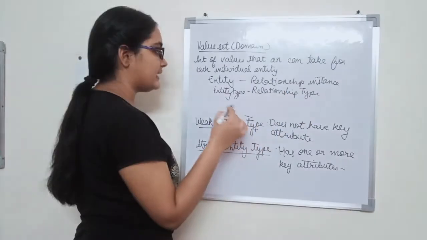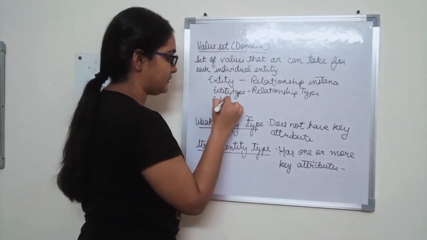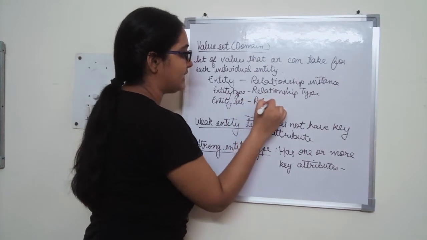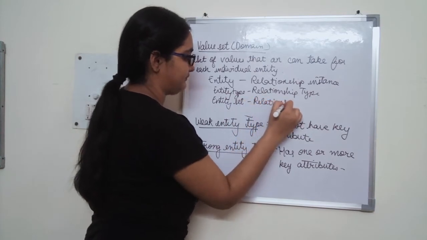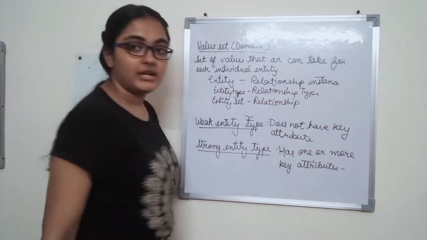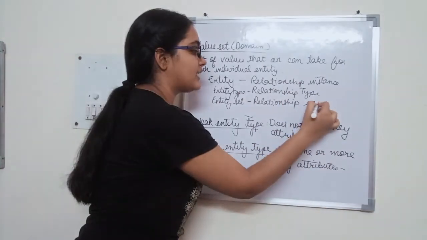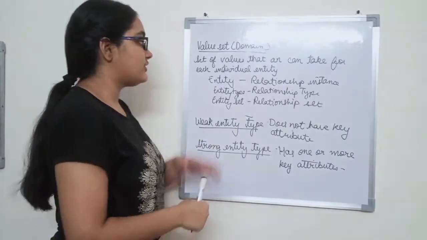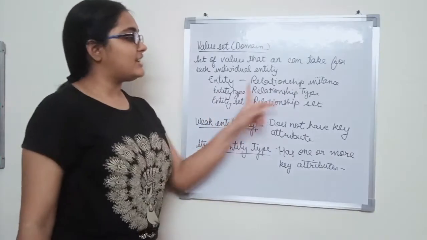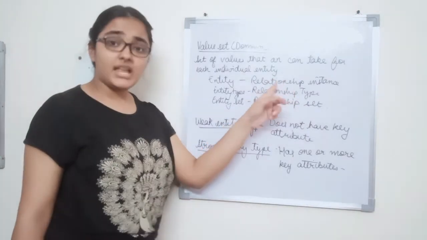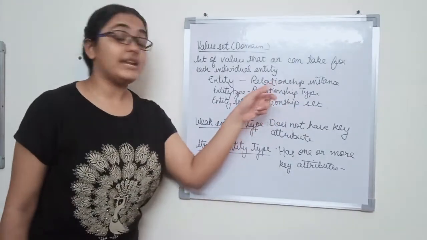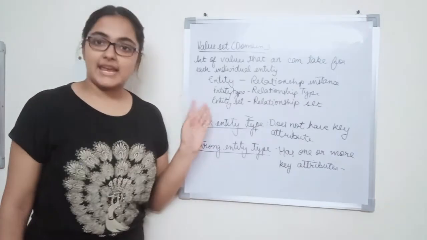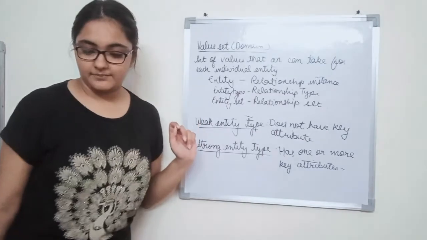And then the next thing is entity set and relationship set. Entity set is a collection of entities at a particular time in the database. Similarly, relationship set is a collection of relationship instances at a particular time in the database, right? So these are comparable terms. Each relationship instance associates exactly one entity from each of the participating entity types. So let us just take an example, then it will be more clear.